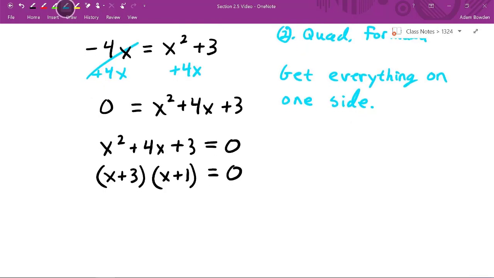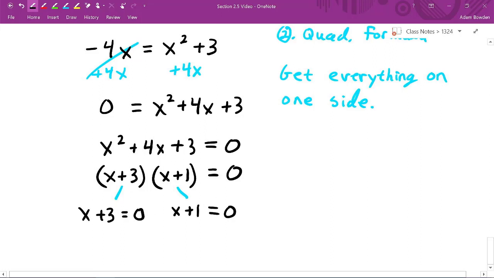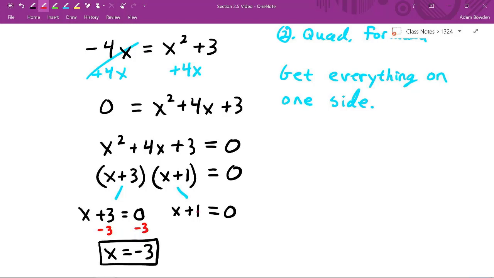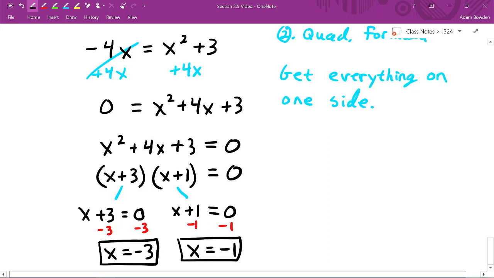Whenever we factor and solve, we take each factor and set each one equal to 0. So x plus 3 equal to 0, x plus 1 equal to 0. For plus 3, we're going to subtract the 3 from both sides and write it as x equals negative 3. For plus 1, we're going to subtract 1 from both sides, write it as x equals negative 1.